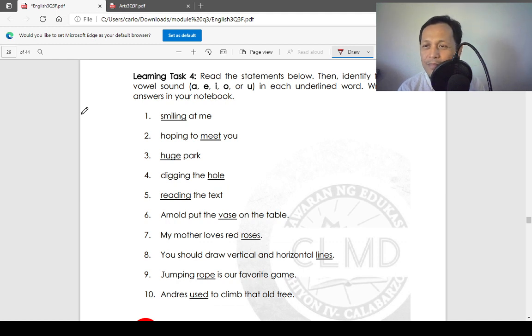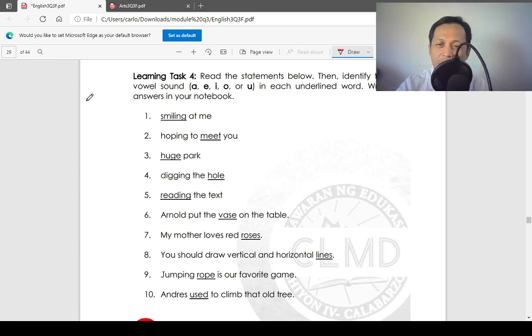Again, the answers are already underlined. You're just going to copy it in your notebook. Because the direction says that read each of these statements below, then identify the long vowel sound in each underlined word. You are going to identify the long vowel sound and write it in your notebook.